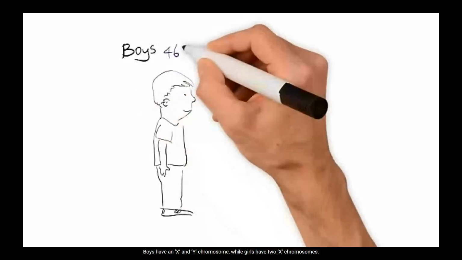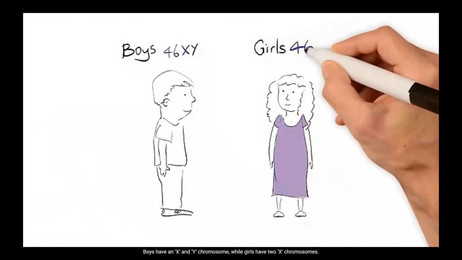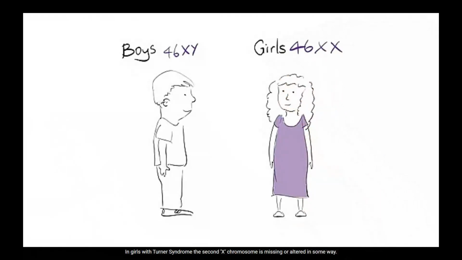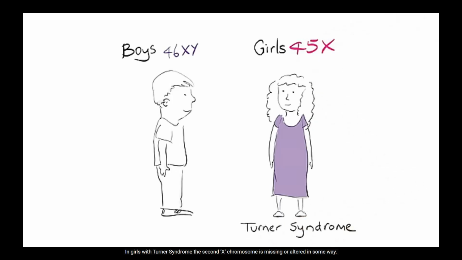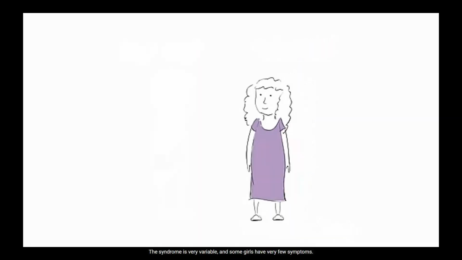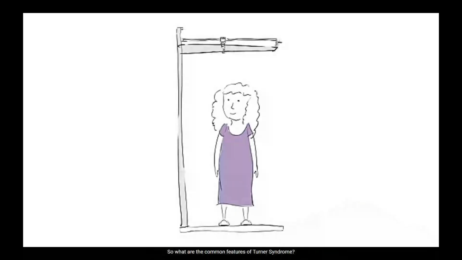Boys have an X and Y chromosome, while girls have 2 X chromosomes. In girls with Turner syndrome, the second X chromosome is missing or altered in some way. Because of this, their body develops slightly differently. The syndrome is very variable, and some girls have very few symptoms. So what are the common features of Turner syndrome?